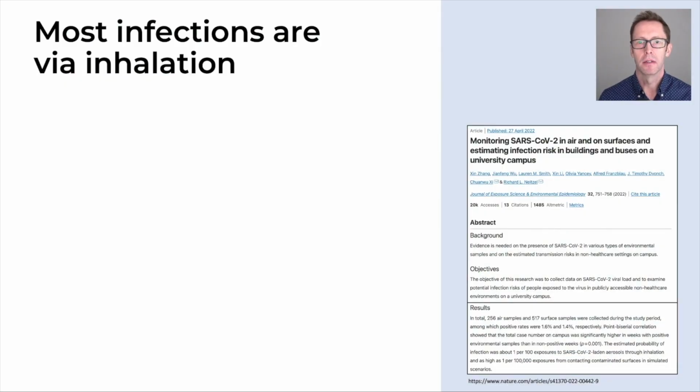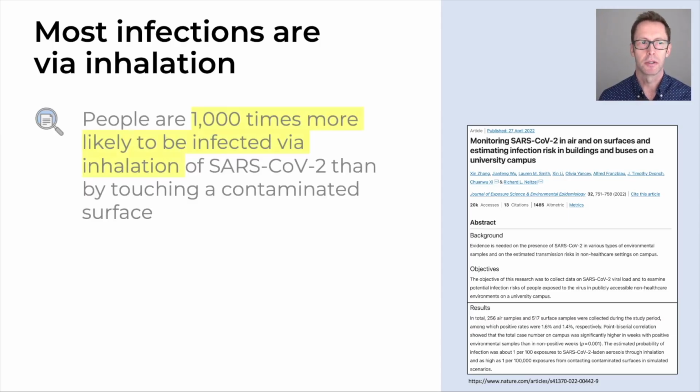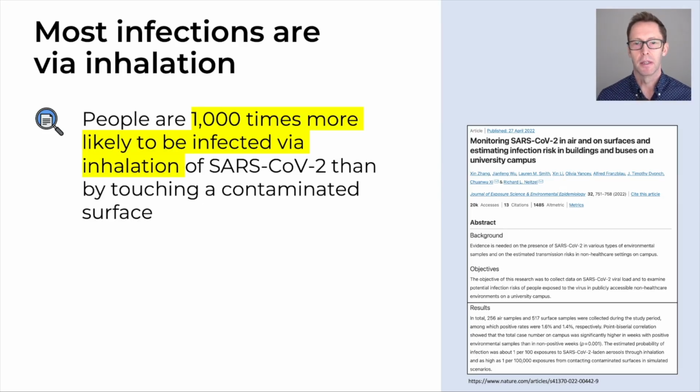So we know for a fact now that the vast majority of COVID infections are via inhalation and not via surface contact. This is a study that was published in April last year that showed that people are on average 1,000 times more likely to be infected via inhalation of the virus than by touching a contaminated surface. So for all of you that have got bottles of hand sanitizer and encouraging people to wash their hands, that's a good practice. Having good hand hygiene is a good practice for lots of reasons, but unfortunately it's doing very little and possibly nothing to prevent COVID transmission.